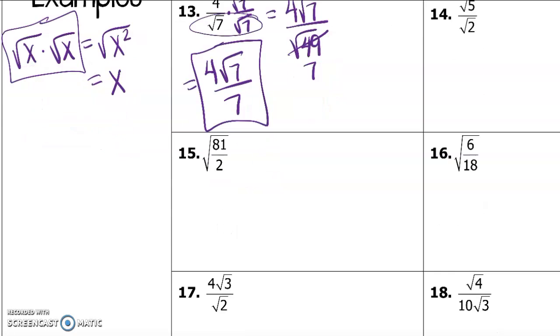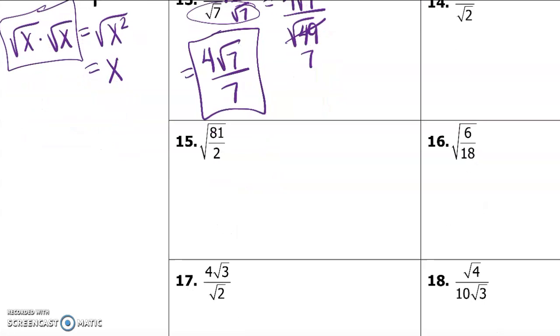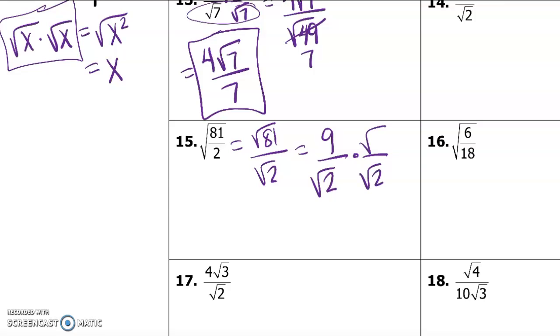For 15, you should kind of say, oh, wait a second, 81 is a perfect square. So I'm going to break this into the square root of 81 over the square root of 2. So I have 9 over the square root of 2, and now it looks like problem number 13. So I need to get rid of the square root of 2, so I need to multiply by the square root of 2 over square root of 2. Now we're not multiplying it by anything other than 1, so we're not changing the numeric value of it. We're just changing how it looks.